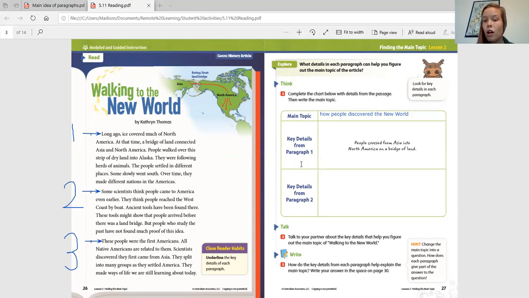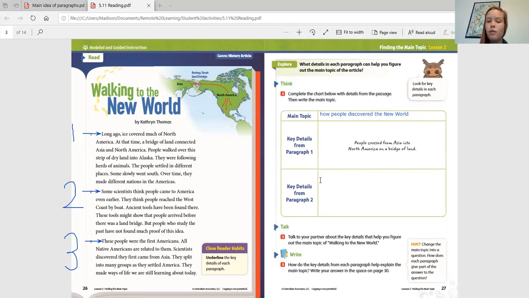So, they already came up with what they thought the key detail of paragraph 1 was. So just looking at paragraph 1, they said that people crossed from Asia into North America on a bridge of land. And that is pretty key from this paragraph, that it was a bridge of land that they crossed over on, which is pretty wild to think about.